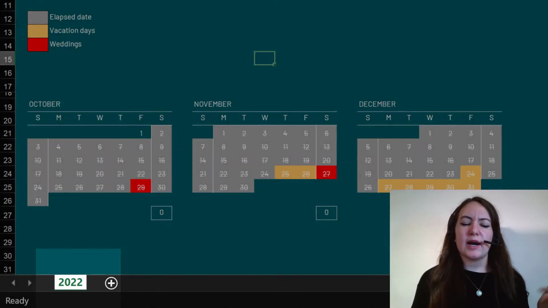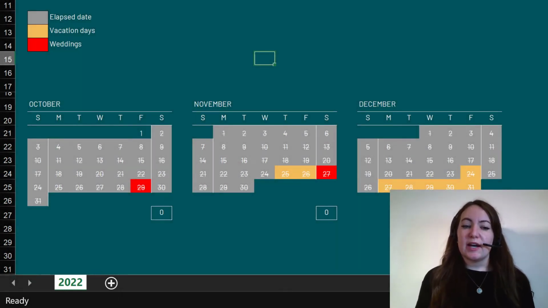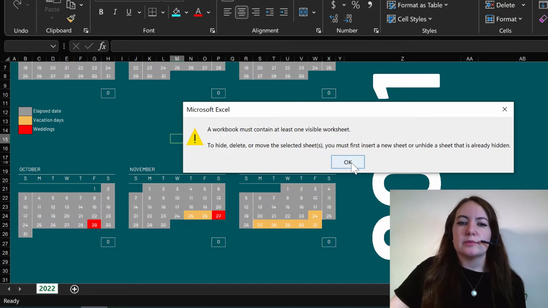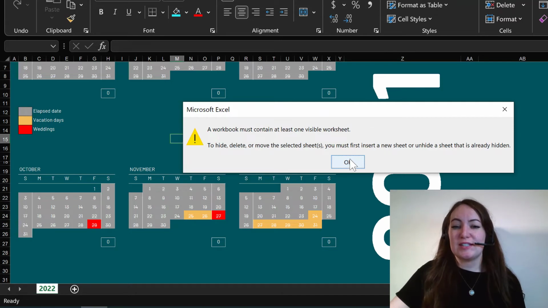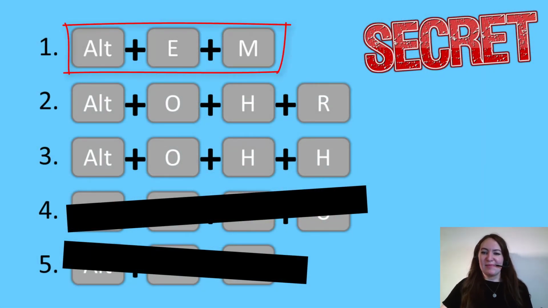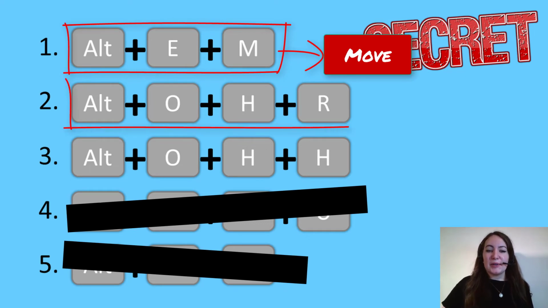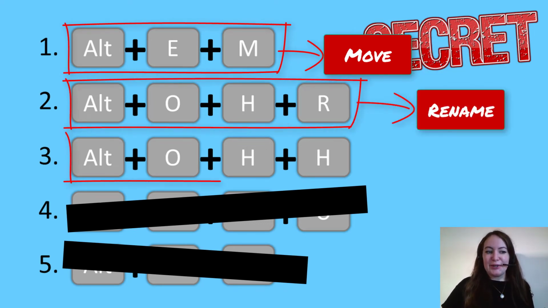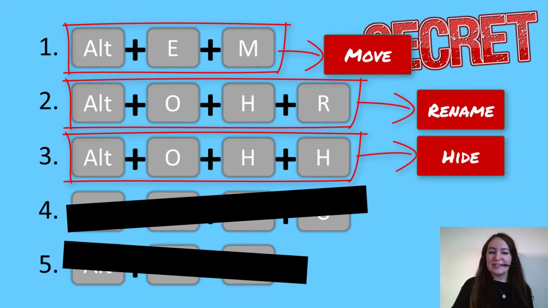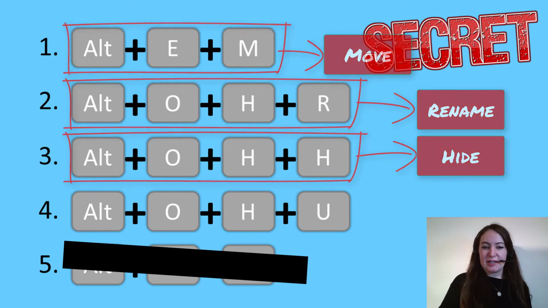One of the keys to hiding a sheet, though: if I try to hide 2022, it'll give me an error message saying that the workbook has to have at least one visible sheet. If you try it by opening up a workbook with just one sheet and get this error, that's exactly what that means. So to recap, we have Alt EM, which is to move a sheet, Alt OHR, which is to rename a sheet, Alt OHH, which is to hide a sheet, and then if you can guess it, Alt OHU is to unhide.